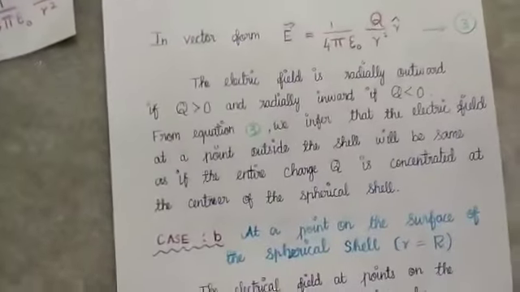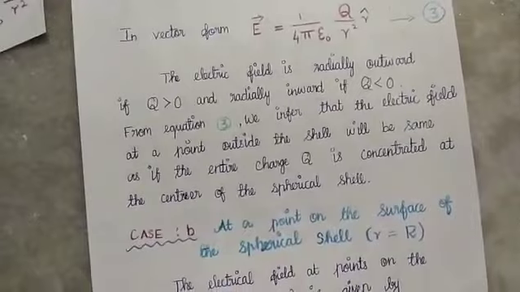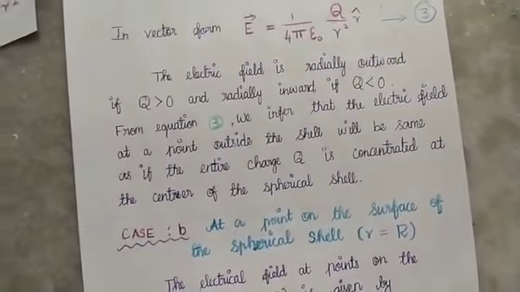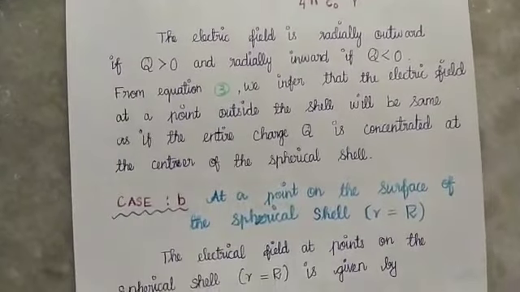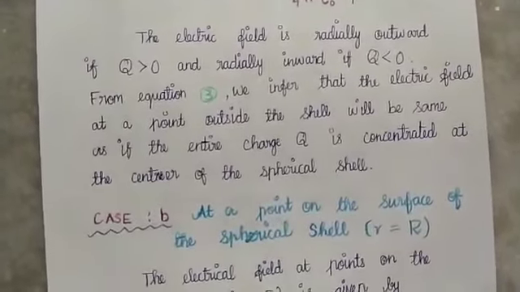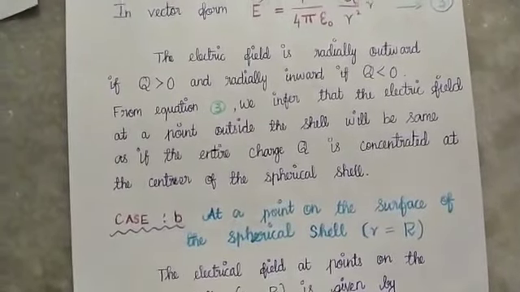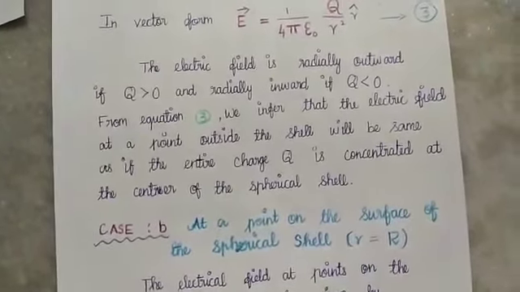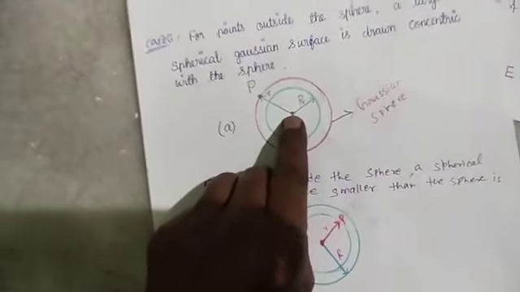So from equation number 3, we infer that the electric field at a point outside the shell is the same as if the entire charge q is concentrated at the center of the shell. That's a spherical shell, so where is all the charge located? Only at the center of the shell here.